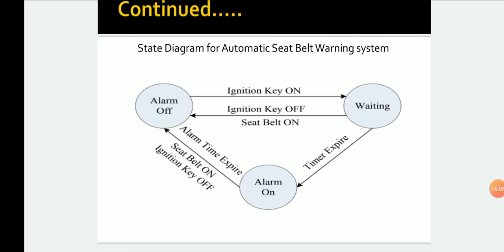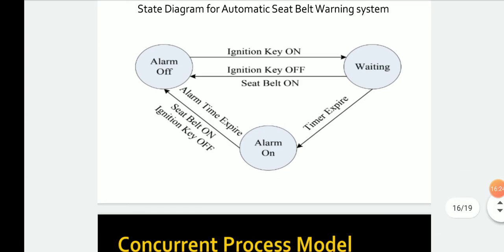Okay, and from waiting to alarm off, you can see there are two conditions, that means ignition key off or seat belt on. So from waiting to alarm off, that means if we have worn the seat belt, or if the vehicle is off, then waiting will be changed to alarm off, the first state.